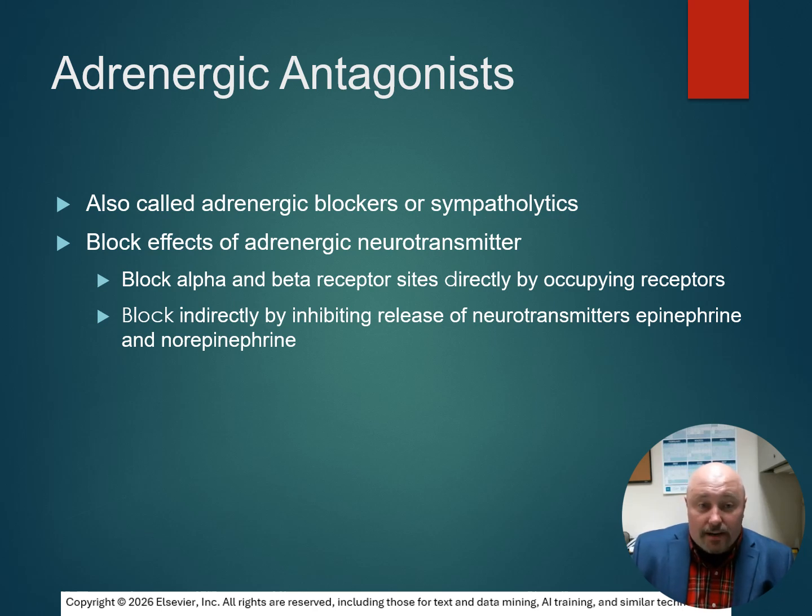On the opposite side of this would be adrenergic antagonists, also called adrenergic blockers or sympatholytics. They block the effects of adrenergic neurotransmitters, such as blocking alpha and beta receptor sites directly by occupying those receptors. They can also block indirectly by inhibiting the release of neurotransmitters like epinephrine or norepinephrine.